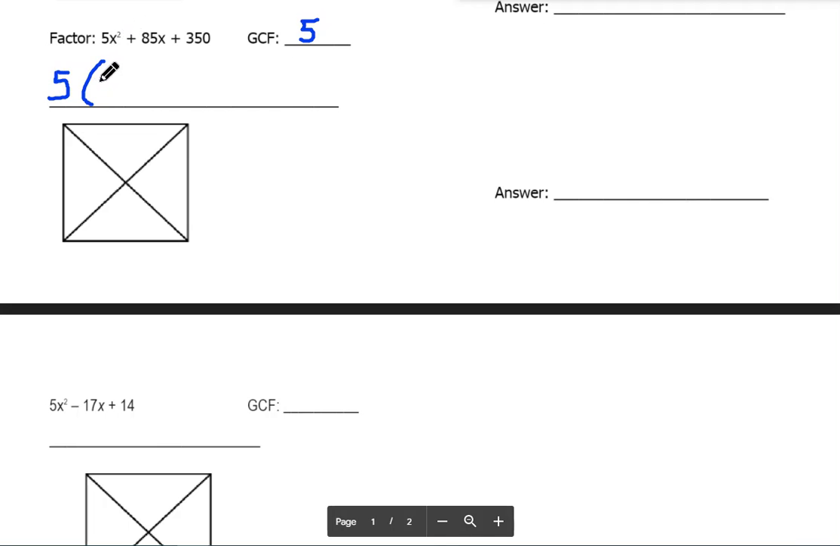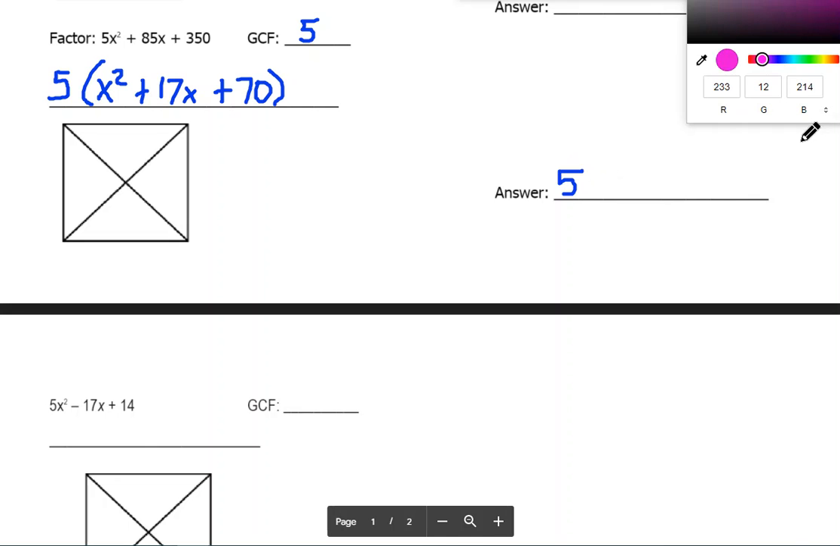5x squared divided by 5 would leave me with x squared. 85x divided by 5 would be, what would that be, 17? All right, 17x. And then 350 divided by 5 would give me 70. All right? So remember that the GCF of 5 is part of our answer, right? That's part of our answer. We've got to find the other factors.